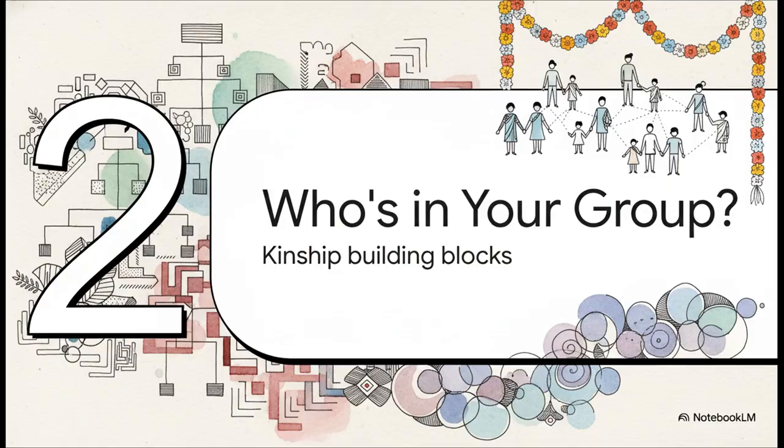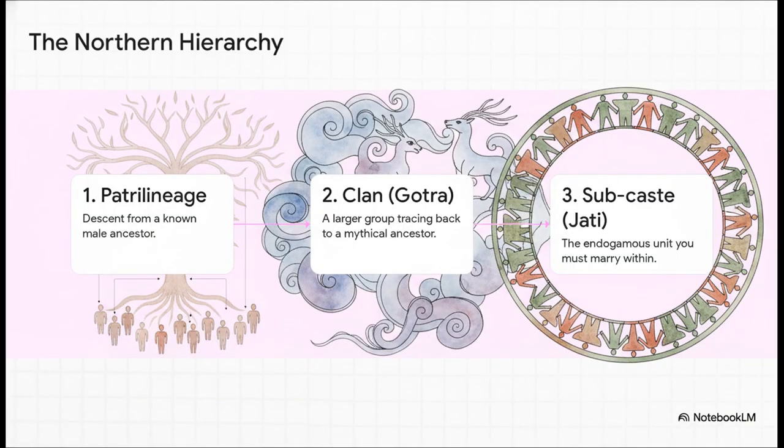Who's in your group? In the North, it's kind of like a set of Russian nesting dolls. At the very center, you have your patrilineage. These are the relatives you can actually trace to a specific, known male ancestor. Now that lineage fits inside a much bigger group called a clan, or gotra, which goes way back to some mythical ancestor. And that whole structure? It sits inside your subcaste, or jati. That's the biggest doll, and it's the pool you have to find a spouse in.